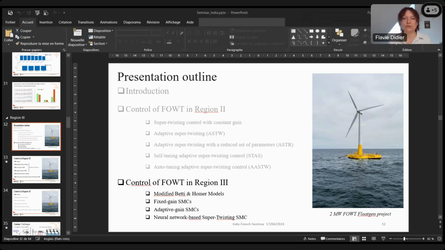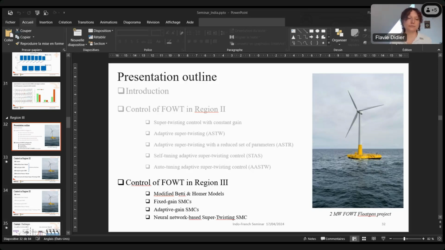This is the work of Dr. Eddie Basbas. And then we will see how we design a neural network-based super twisting sliding mode controller, but this time on a modified control-oriented model named Homer.